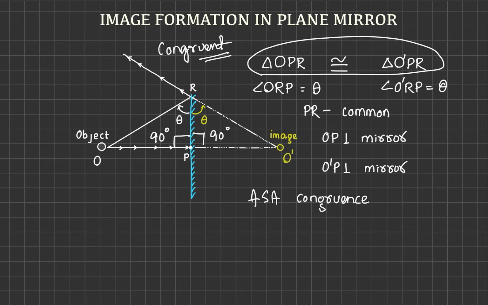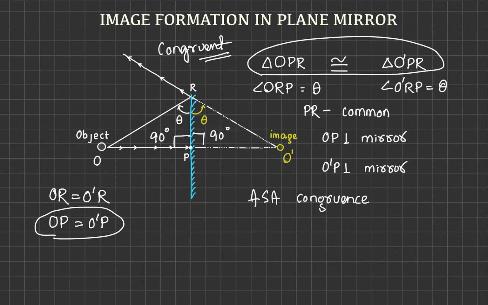If these two triangles are congruent, then what properties do we get here? The line OR and line O dash R must have the same length. So line OR must be equal to the line O dash R. Similarly, the line OP must be equal to the line O dash P.